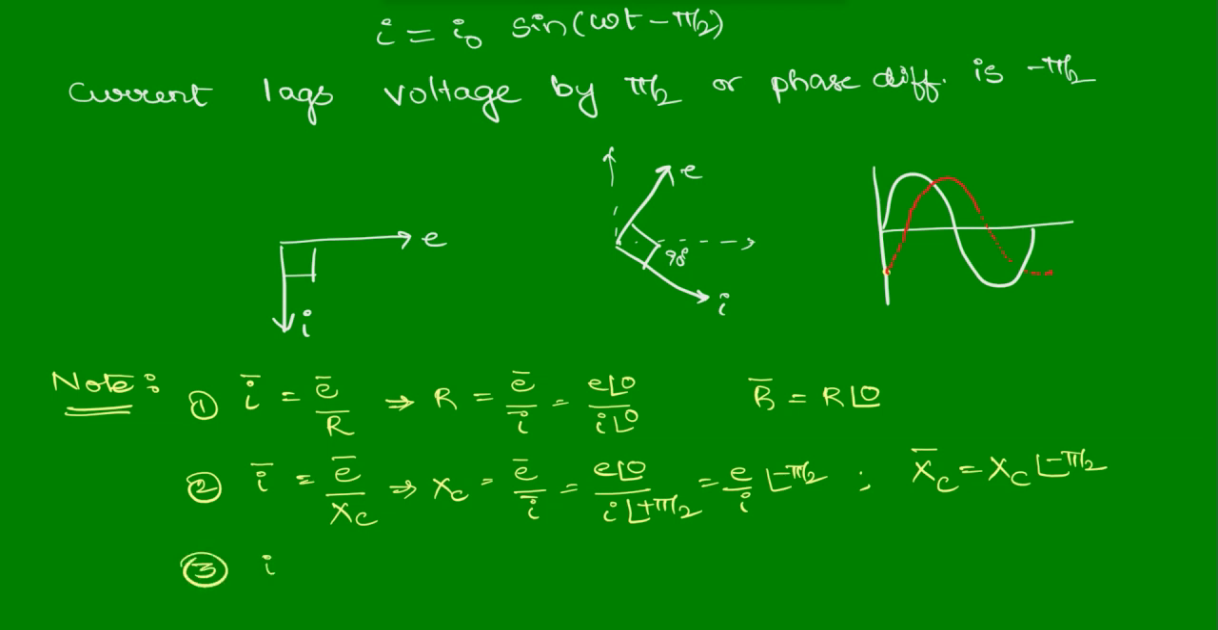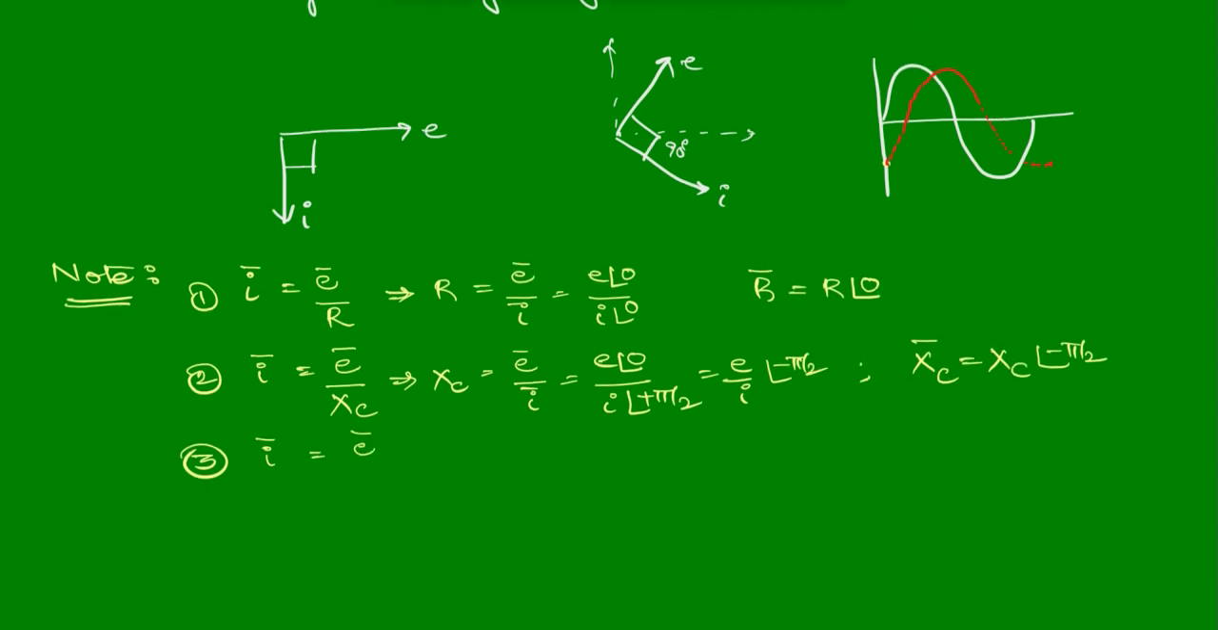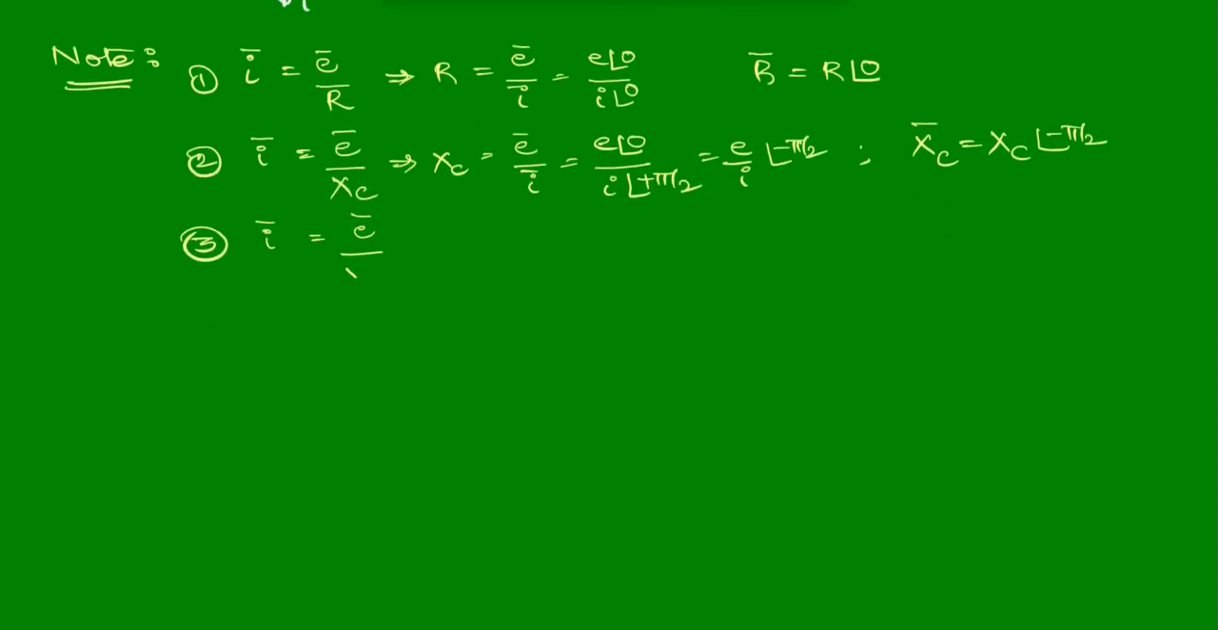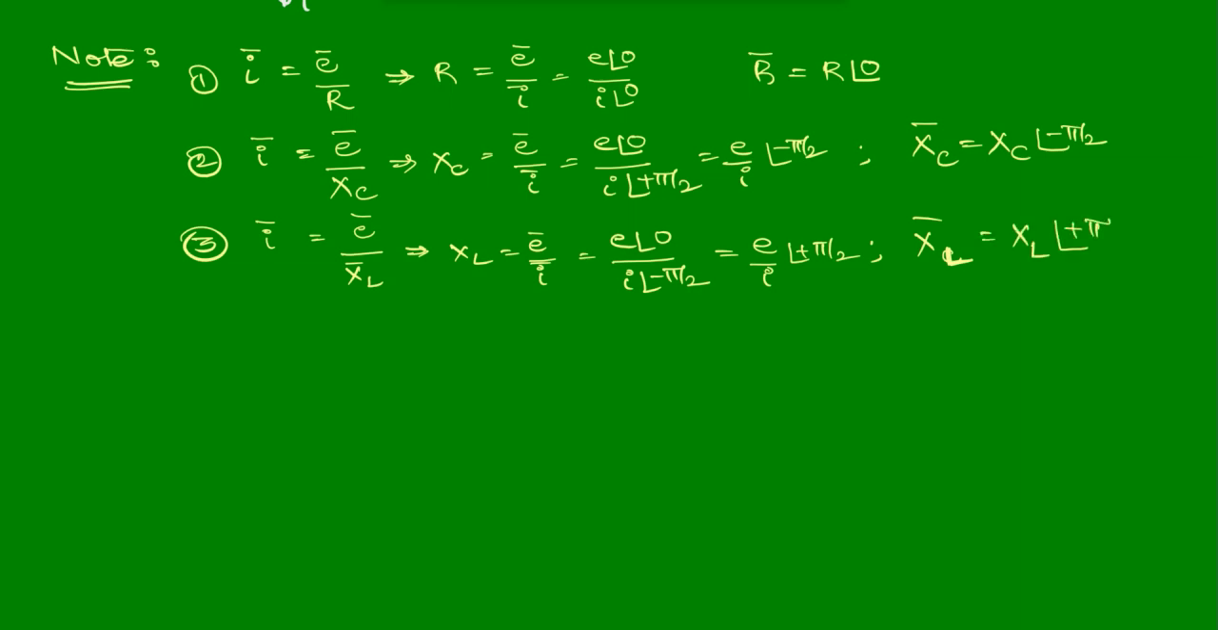And third point, we are having current in an inductive circuit will be equal to E bar by XL bar, or from that XL will be equal to E bar by I bar, and here E of 0, voltage will not have any phase difference with itself, but current is lagging, so this will be E by I of plus pi by 2, and hence I can give one comment like this: XL will have a phase difference of plus pi by 2 with respect to resistance.